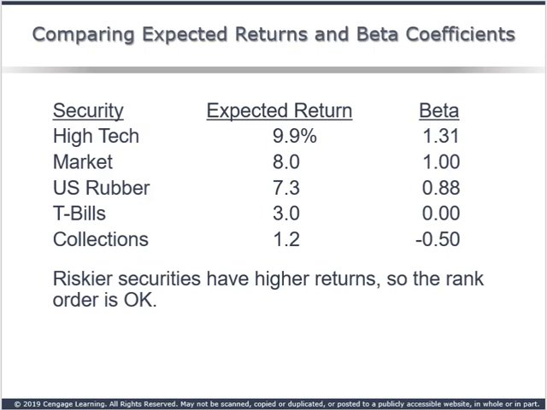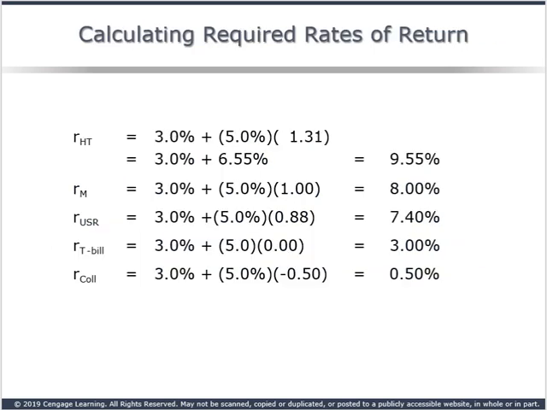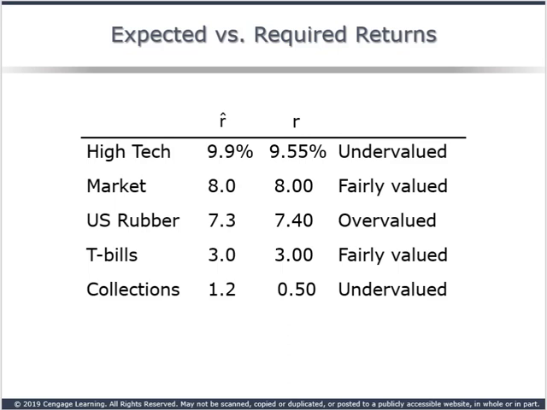Now that we have the beta and the risk-free rate, we can start calculating required rates of return. In this scenario for high tech, the risk-free rate was 3%. We have the market risk premium, which was the 8% minus the 3%, which is why we have 5% multiplied by the beta. Now we see required returns, and then we can compare them to expected returns. The capital asset pricing model would dictate a 9.55% return. So this model is undervaluing compared to what the expected value would be using that weighted average calculation.